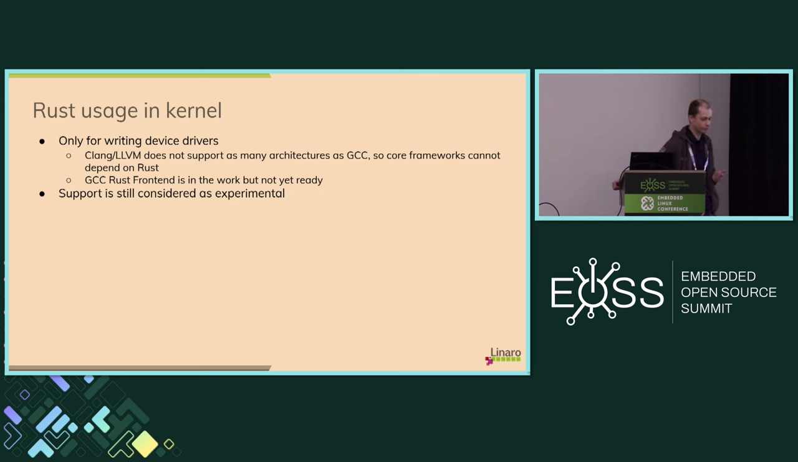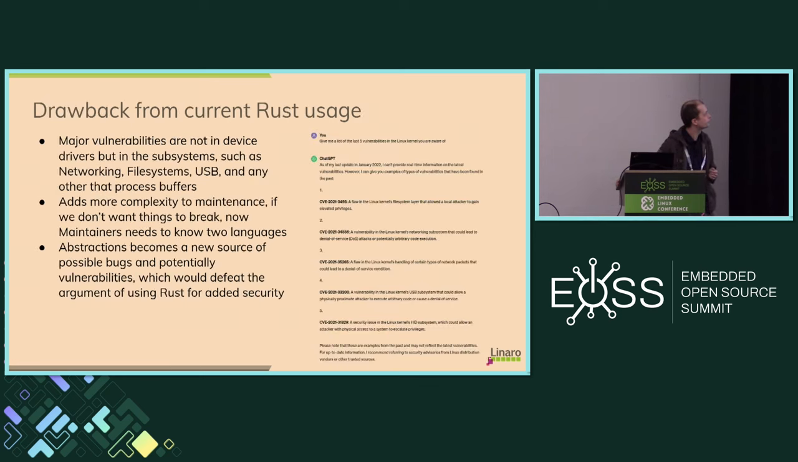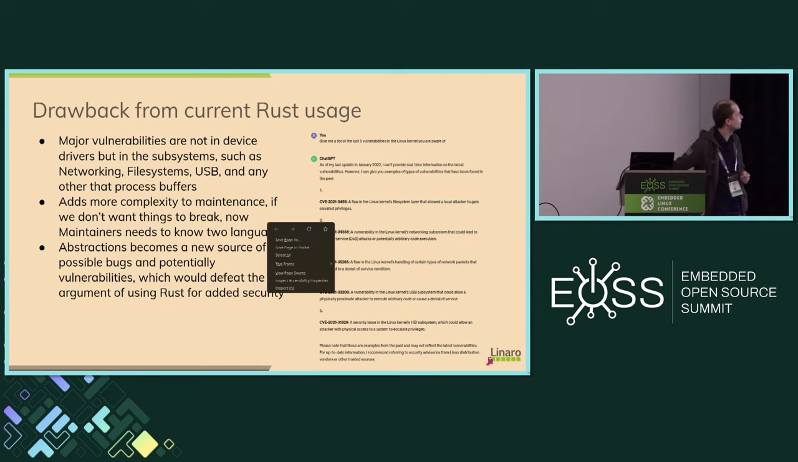Also, right now, Rust is still considered an experiment. It could be removed at any time if we consider that the experiment is a failure. So for me, there are some drawbacks to using Rust in the kernel as it stands. In general, most kernel vulnerabilities that were found are not in device drivers. They are in core frameworks. So I asked ChatGPT to enumerate some of them.